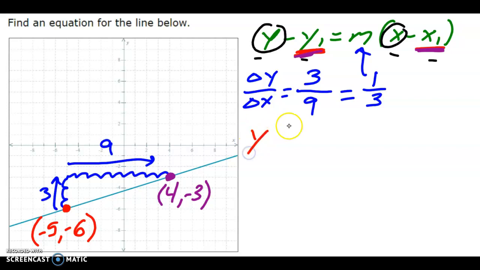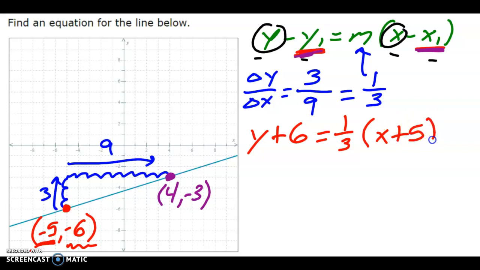So y minus y1. Well, minus y1 would be minus that -6. So y minus -6, or if you just remember you're flipping the sign, it's y plus 6 equals your slope of 1 over 3, and then times x minus x1, and your x in that red point is -5. So x minus -5 will be x plus 5. So that would be one correct answer in this situation.